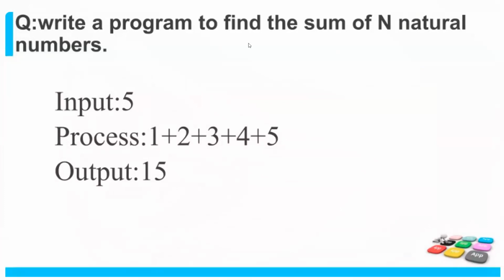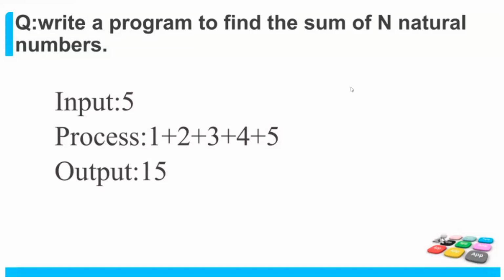The problem is: write a program in Python to find the sum of n natural numbers, where n is the value which will be given by the user. For example, I have taken 5, it can be 10, it can be 20, it can be 100. So if the user has given the value 5, the output will be the sum of all the numbers from 0 to 5 or 1 to 5.